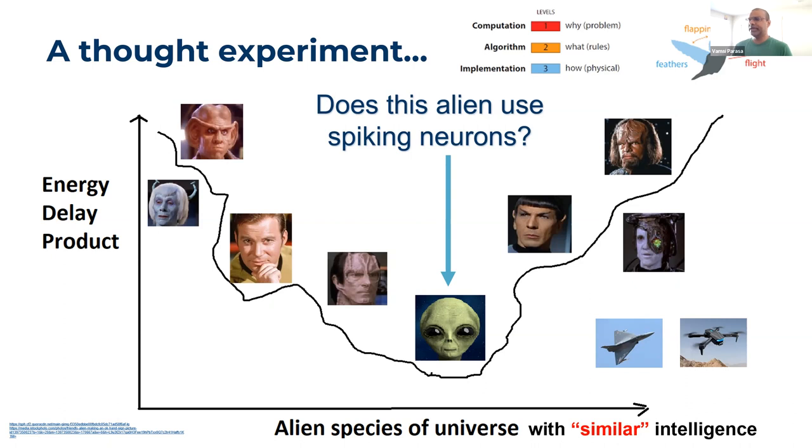A lot of neuromorphic publications talk about the energy delay product as a measure of efficiency. This is just a thought experiment, but right now we are focusing only on this region. The brain is this region, but there might be other models of computation which could be really efficient, and we don't know about them.